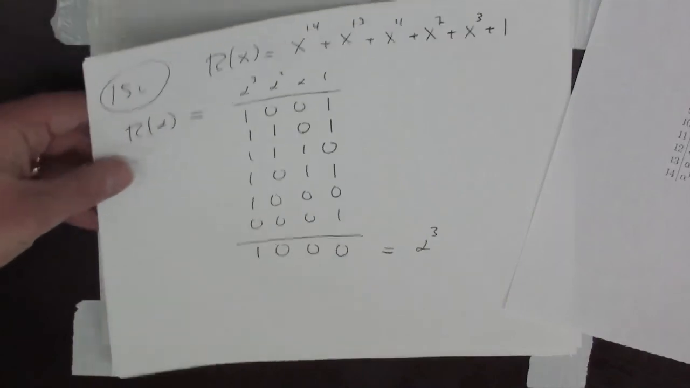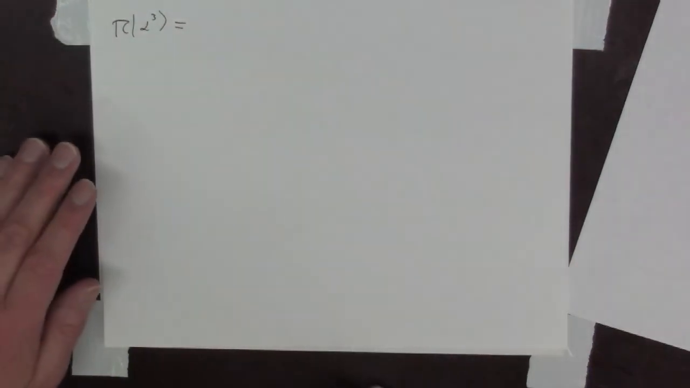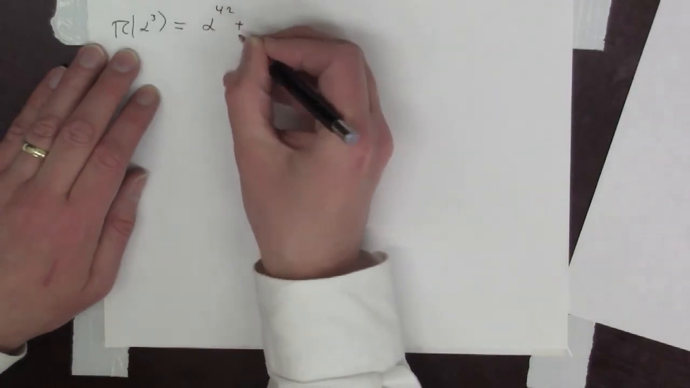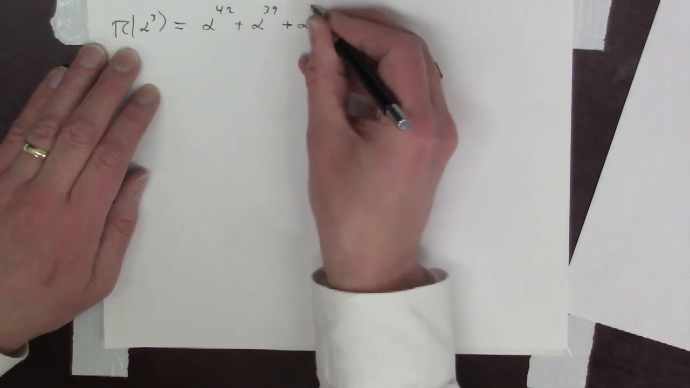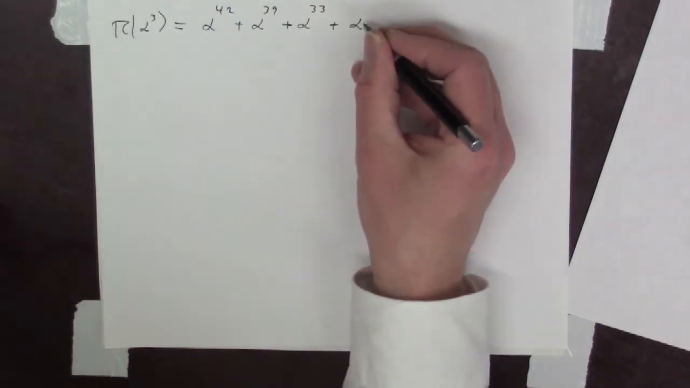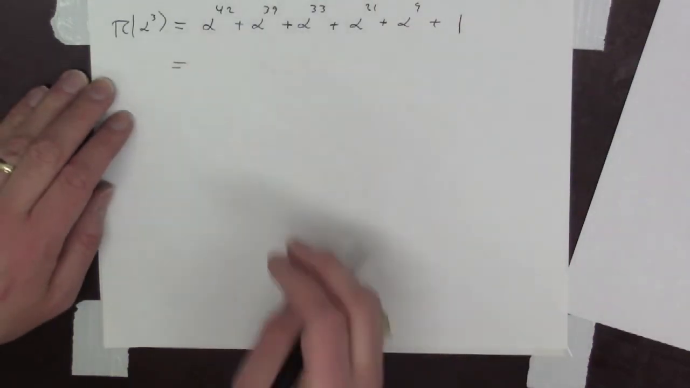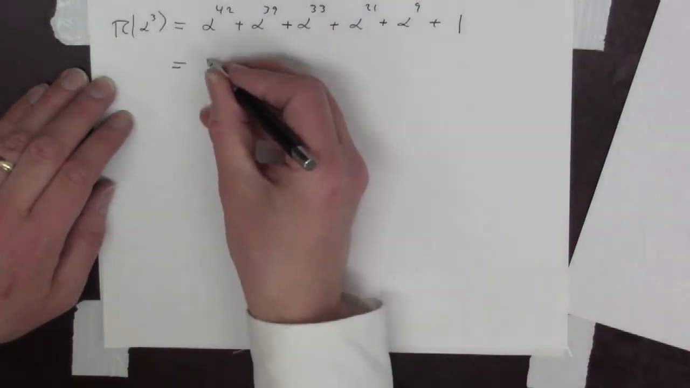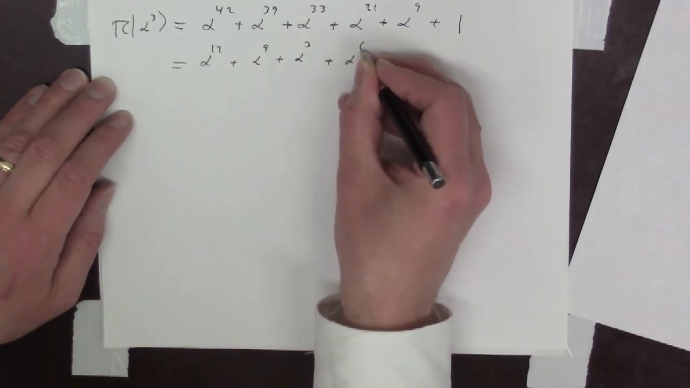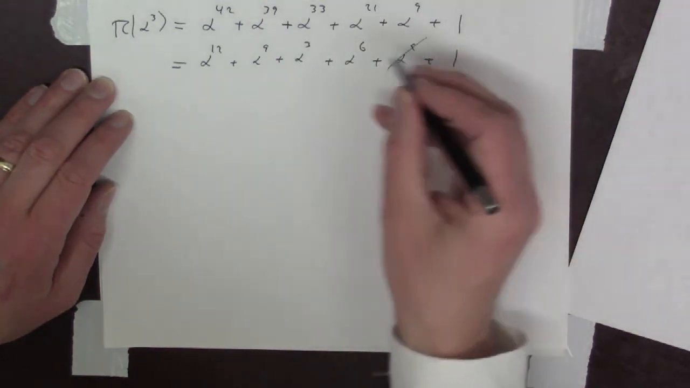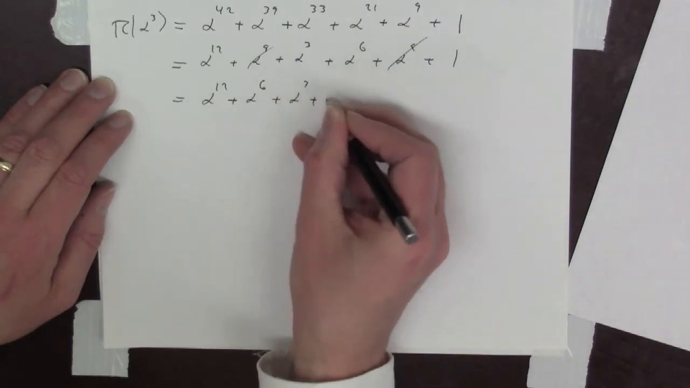The next thing we need is R of alpha cubed. Okay, so substitute alpha cubed in R of x. We get alpha to the 42, and 42 is 3 times 14. Alpha to the 39 plus alpha to the 33 plus alpha to the 21, and now alpha to the 9 plus 1. Remember now the powers are mod 15, so this is alpha to the 12, alpha to the 9, alpha to the 3, alpha to the 6, alpha to the 9 plus 1. The two alpha to the 9s cancel, so let's write it out nicely: alpha to the 12 plus alpha to the 6 plus alpha cubed plus 1.